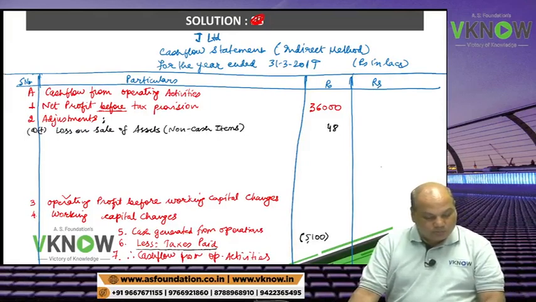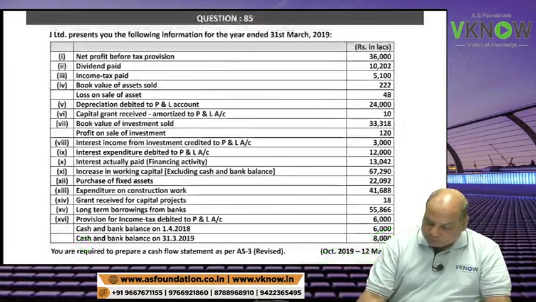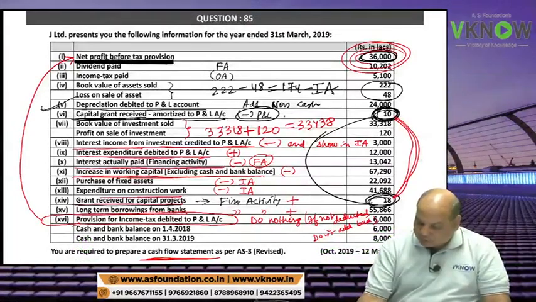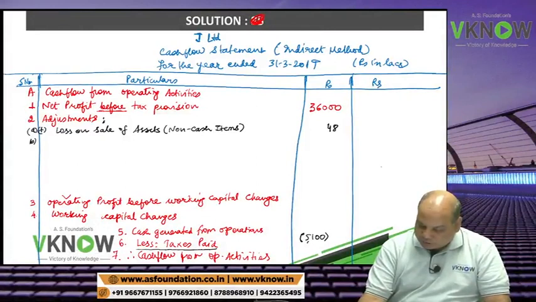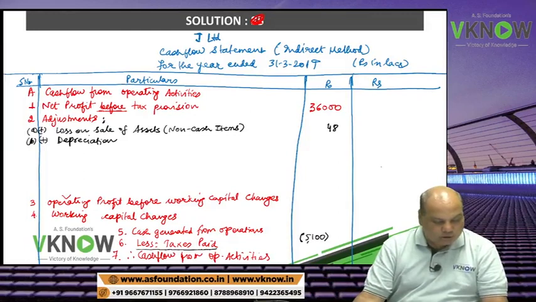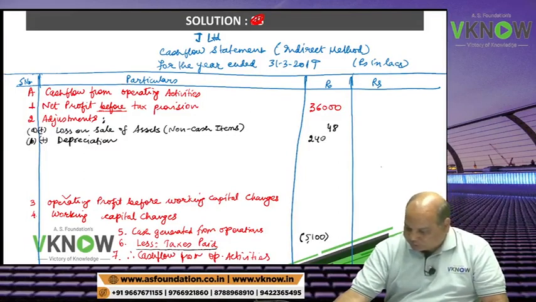Then in the same question, point number 5, depreciation. This depreciation, also write down here in adjustment number B, add depreciation. Why? Non-cash item. Depreciation in bracket, non-cash item 24,000. Please follow me.